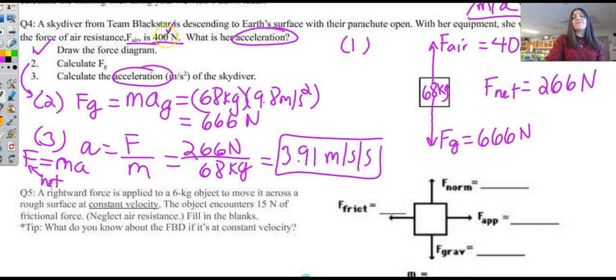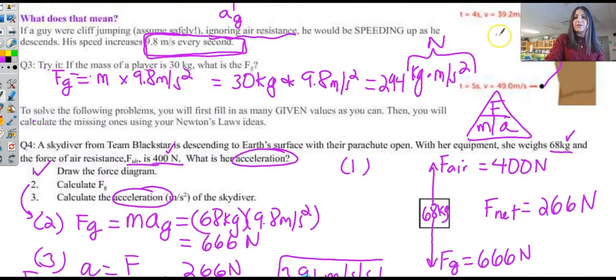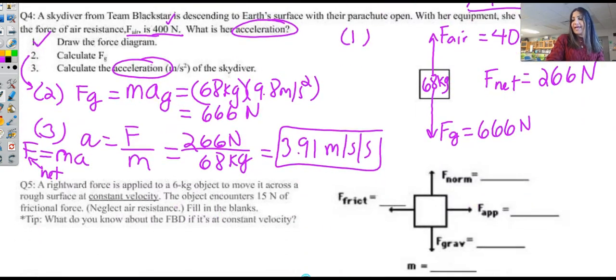They told us that the force of air resistance is 400 newtons, and we know that goes in the opposite direction. So we can figure out F net. Once we know F net, now we can use our triangle. And remember, the triangle is simply F equals MA. So if I want to know A, then I cover up A and I do F over M. And so you can see here that I did A equals F over M, and then we were able to figure out what that answer was.